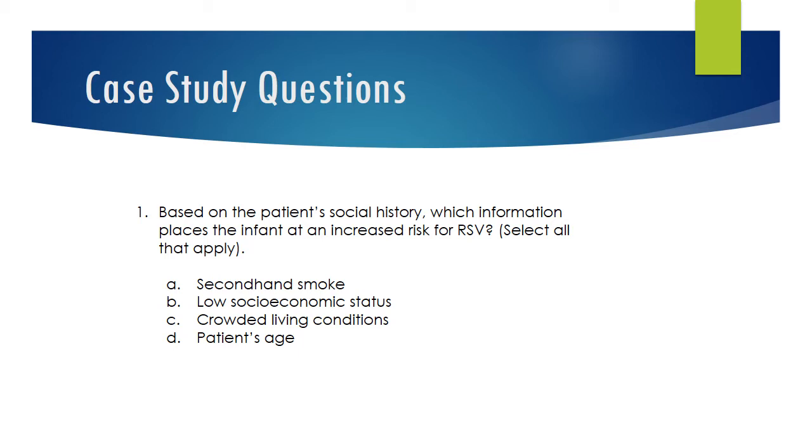Question number 1. Based on the patient's social history, which information places the infant at increased risk for RSV? Select all that apply. A. Secondhand smoke. B. Low socioeconomic status. C. Crowded living conditions. D. Patient's age.